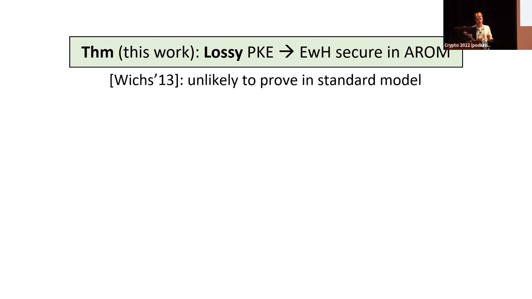And I'll note that the type of security we prove for encrypt with hash is unlikely to be able to be proven in the standard model. This follows from some work by Wichs a while ago. So this proof is not a plain reduction. We are doing something beyond the standard model. So there is utility in this model. We can prove non-trivial things.